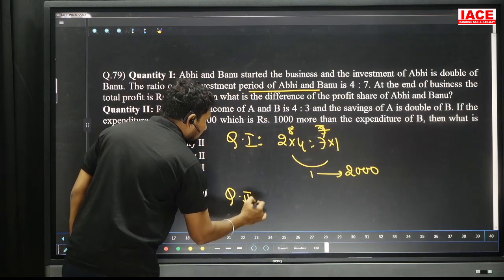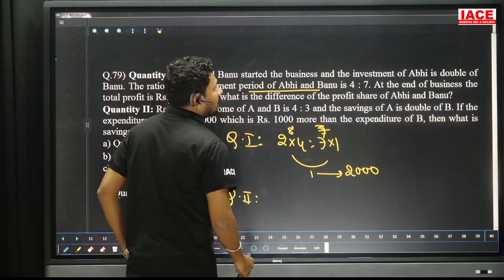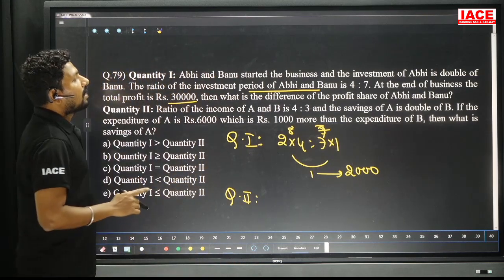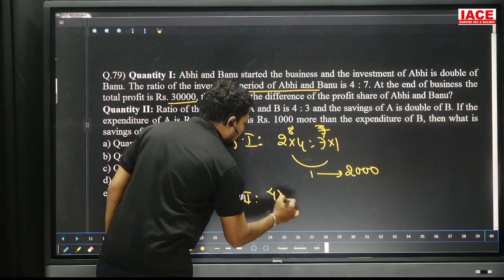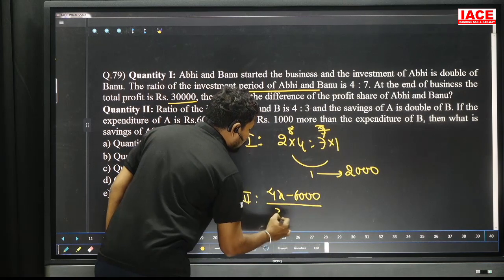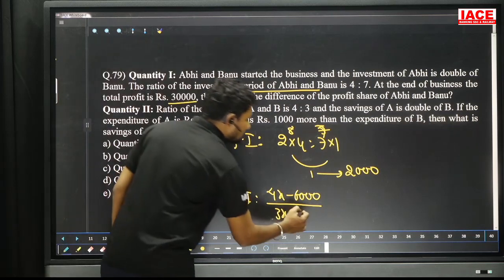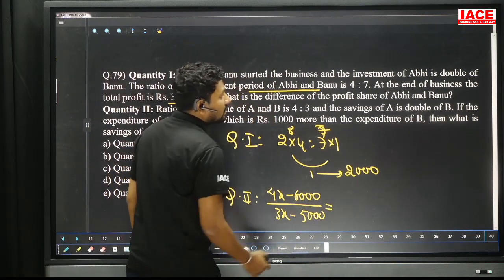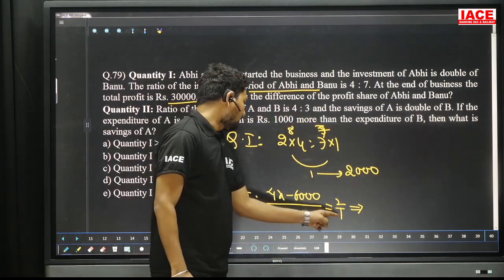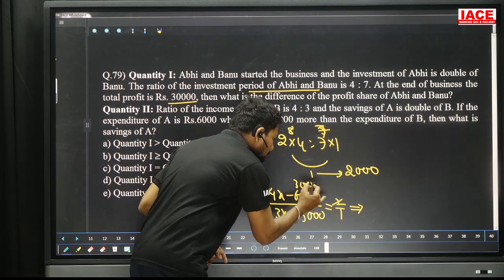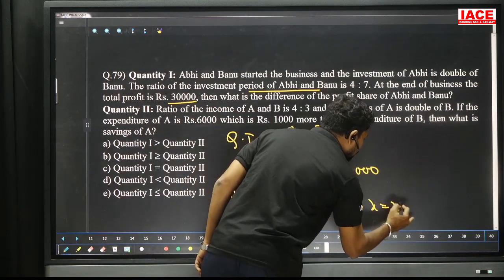And coming to quantity 2, here the ratio of the income of A and B is 4:3, and the saving of A is double that of B. If the expenditure of A is 6,000, then 4x minus 6,000 and 3x minus the expenditure; from total income we are removing expenditure, which is 1,000 more than B, meaning B's value is 5,000. Then saving of A is double of B, that means you will get 2 by 1. From this we have to calculate the x value. Here cross multiply, you will get 2 into 3x minus 5,000 and 2x minus 6,000.